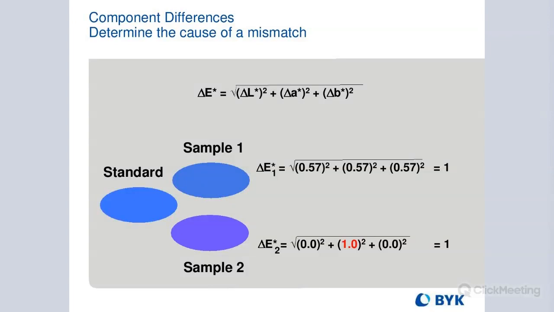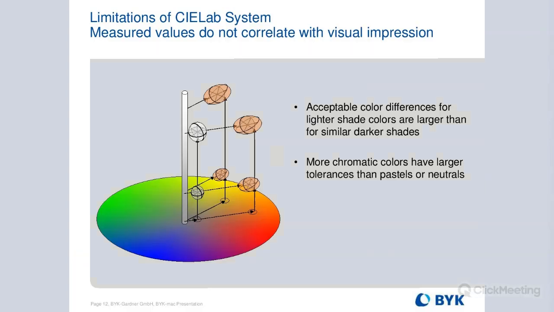But the biggest point is here, where you see that this 1.0 is all in the red, green, and in this case, red, because it's positive. That's a problem. And that's why when you look at sample two, it looks so different. The other thing you have to think about is where you are in color space, and it totally changes depending on where you are.